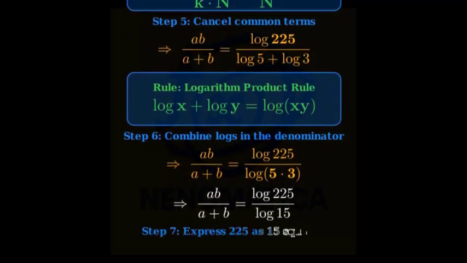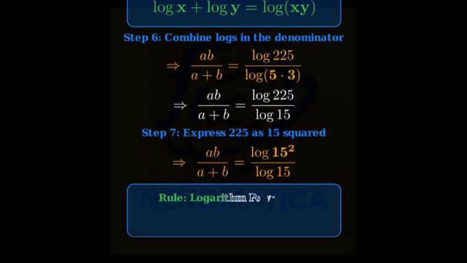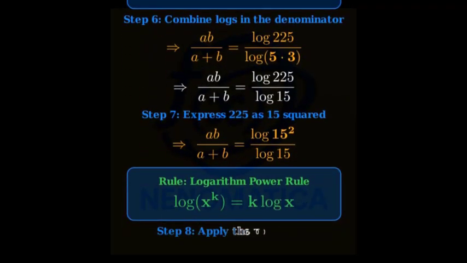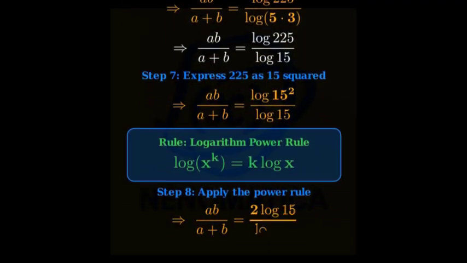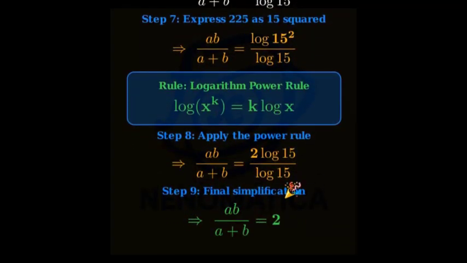Step 7. Recognize that 225 equals 15 squared. Step 8. Apply the power rule of logarithms to bring the exponent 2 down. Step 9. Cancel log 15 to obtain the final value 2.